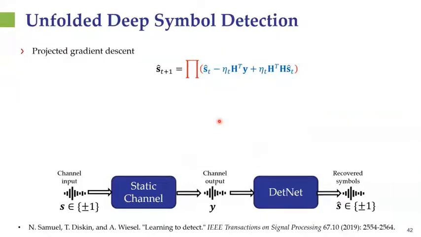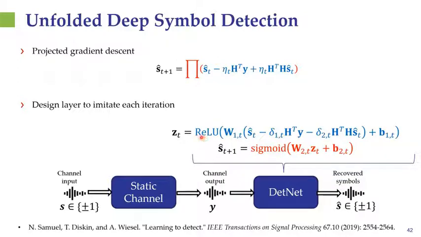Now, how do you unfold it? Let us look again at this expression. As we can see, there's the expression here in blue, which is the conventional gradient descent, and the expression in red, which is the projection. And then we can replace each one of those with a dedicated layer which imitates this approach. The operation in blue looks like each step of gradient descent, in which instead of having a step size, we have those parameters delta, which are learned.